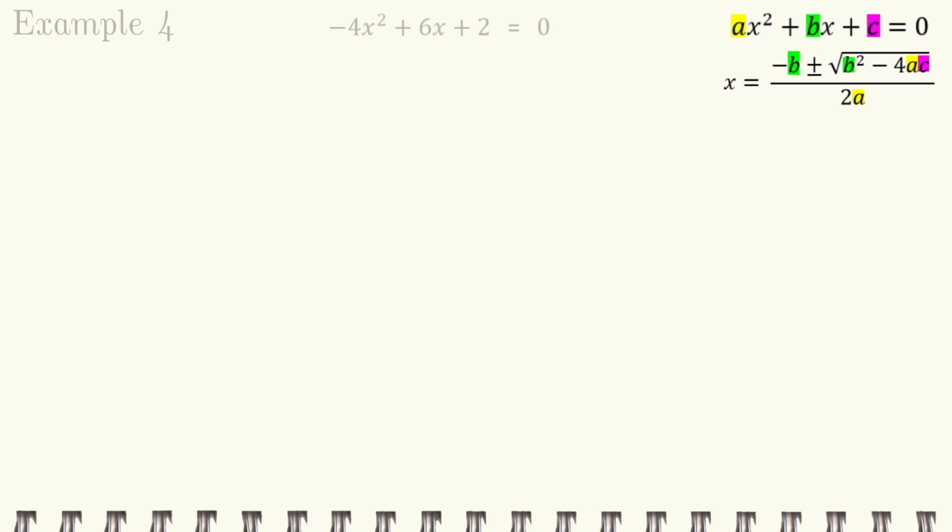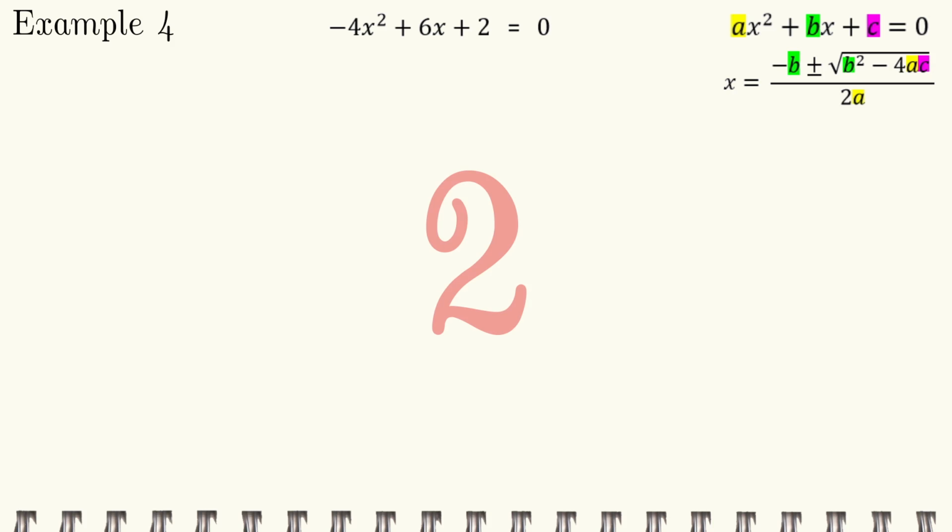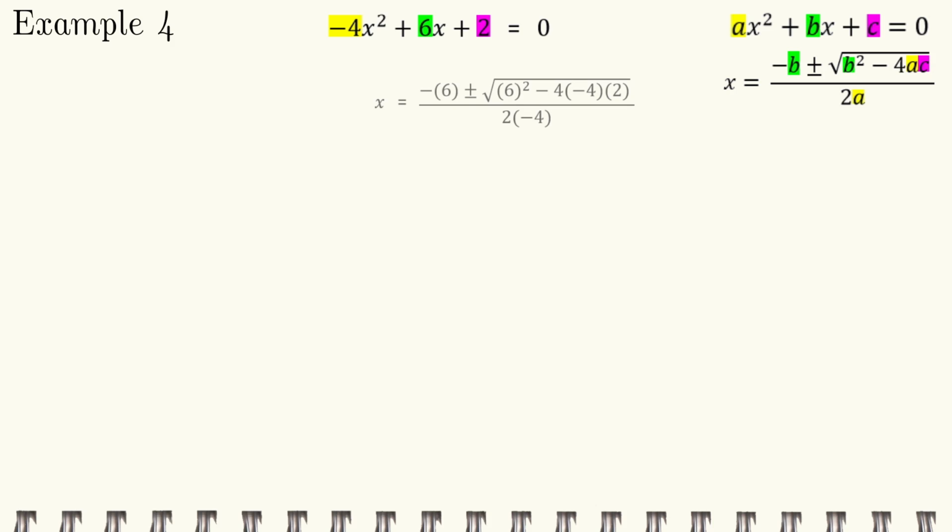Awesome, guys, let's try another one. Negative 4x squared plus 6x plus 2 is equal to 0. Pause this video, give it a try, and then come back when you're ready. In this scenario, a is equal to negative 4, b is equal to 6, and c is equal to 2. Through solving, we come to a value of 6 plus minus the square root of 68 over 8.